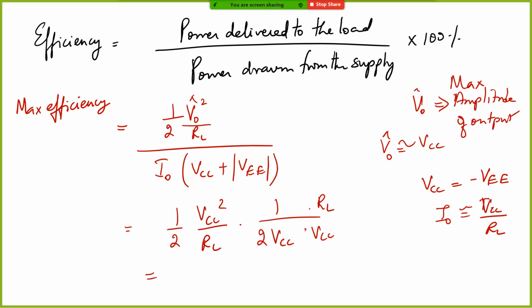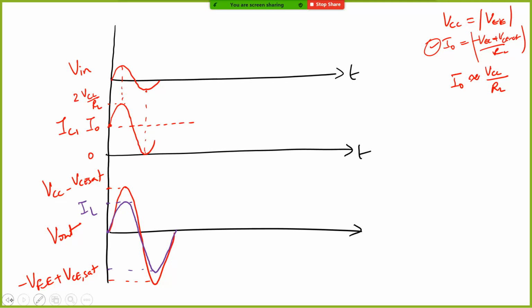Now what do you get? You basically get 1 by 4. So your max efficiency into 100 is basically 25%. The reason we took I naught: although there is a sinusoidal signal, the current drawn from the supply averages out over time, and therefore the average value can be taken as I naught.